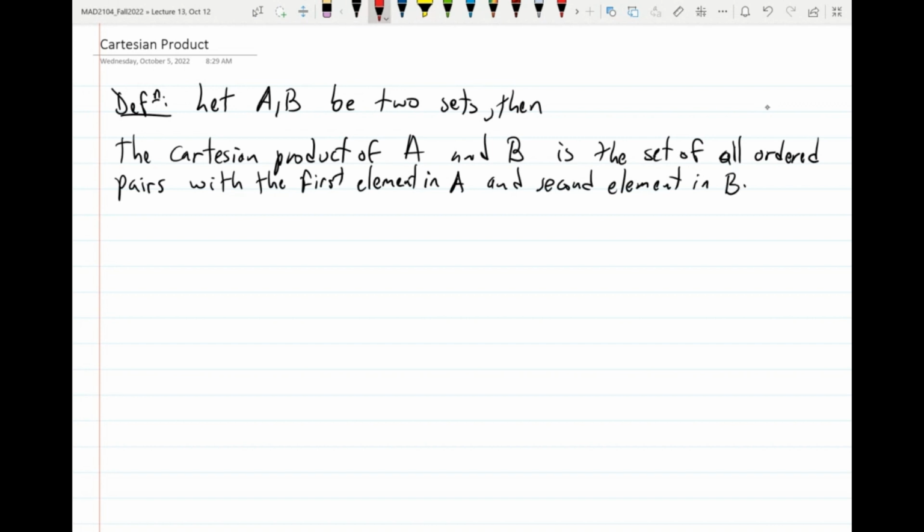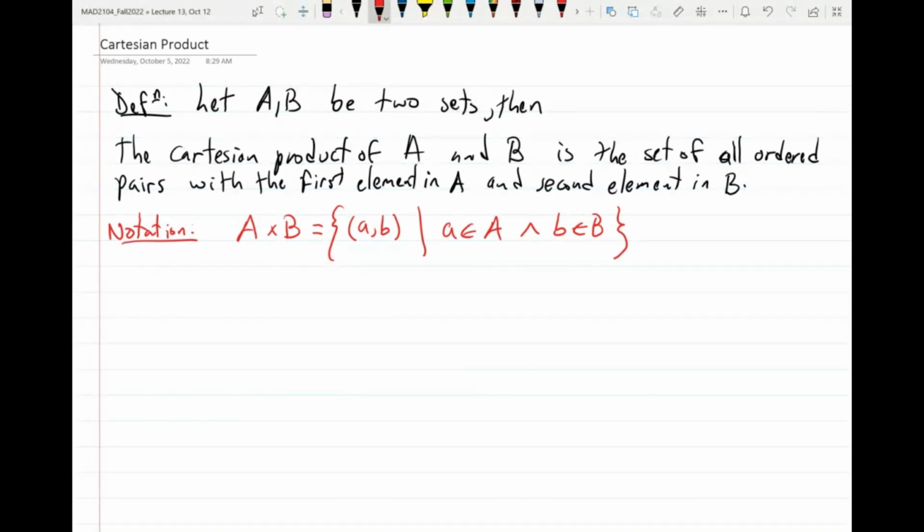So in other words, the notation is this one. Notation, we write A cross B. That means Cartesian product. So we're taking the Cartesian product of A and B, and then here is the definition. I'm just going to rewrite what I said in words in set notation. So it's a set of ordered pairs. These are elements of the form (a, b) such that the first element is in A and the second element is in B. This is the symbol for Cartesian product.